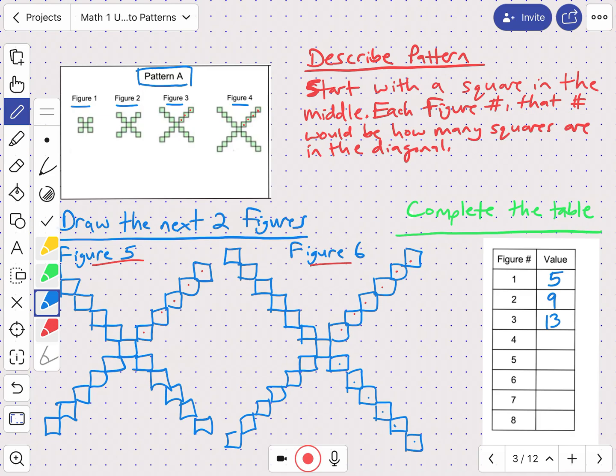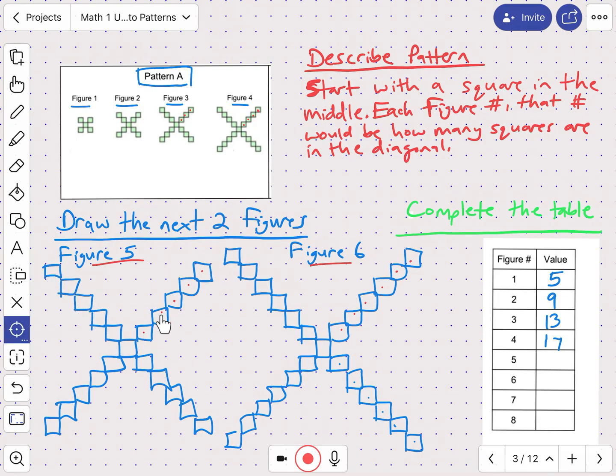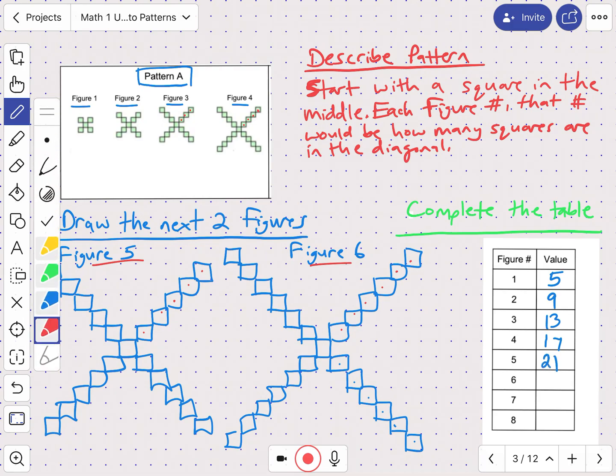Figure 4, let's see. I think I found a shortcut here. Have you found the shortcut? I think there's this original shape here, except we added 1, 2, 3, 4 in the corners. I think that's the trick, 4. So we're going to add 4. What about for 5? 1, 2, 3, 4, 5, 6, 7, 8, 9, 10, 1 in the middle, 11, 12, 13, 14, 15, 16, 17, 18, 19, 20, 21. So I think that's the pattern, right? The pattern is adding 4.